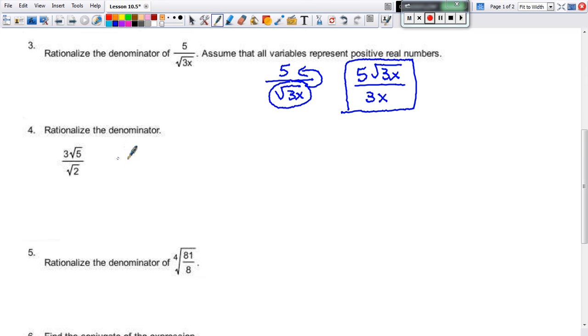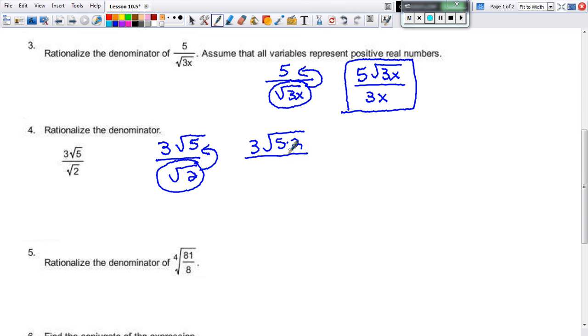Okay, so on this one, I have 3 times the square root of 5 over the square root of 2. I'm going to pop this up top. When you do that, you're multiplying. Your denominator is what's under the radical. So you get 3 times the square root of 10 over 2.